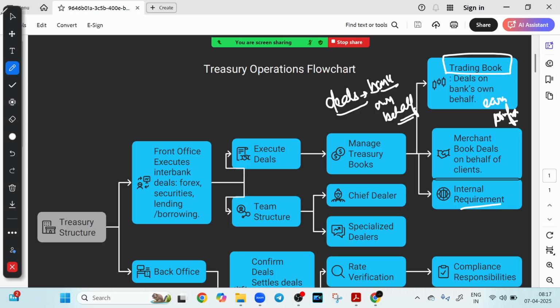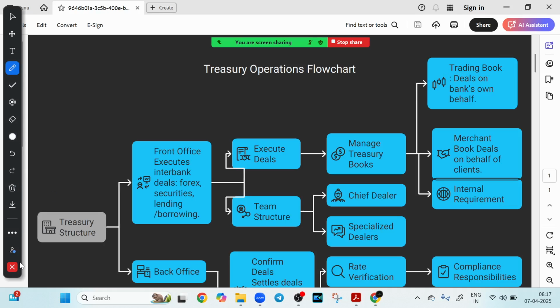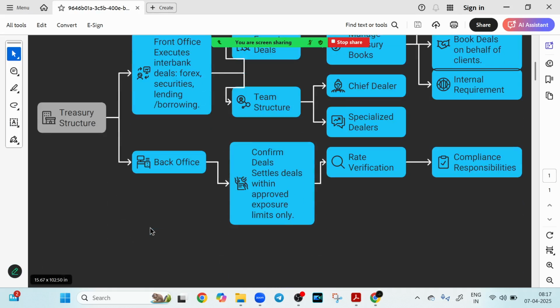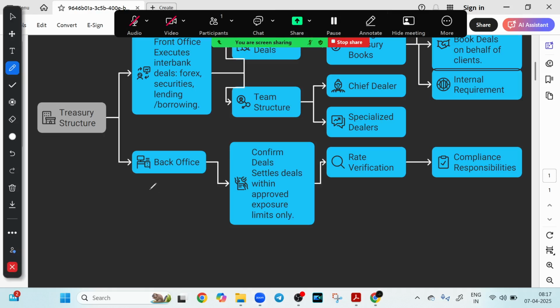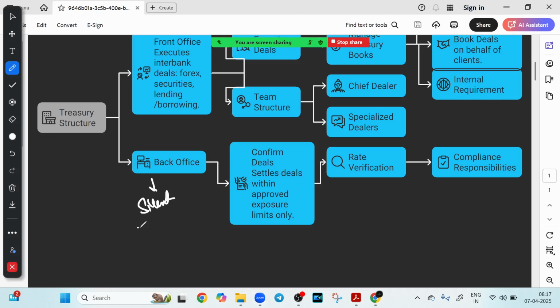Now friends, let's move to the back office. At the bottom you will see the back office. The back office is called the silent powerhouse. Why do we call them the silent powerhouse? Let me explain. They ensure that all the deals are confirmed and settled within the bank-approved exposure limit. They also handle rate verification to check the deal accuracy, how accurate the deal is.